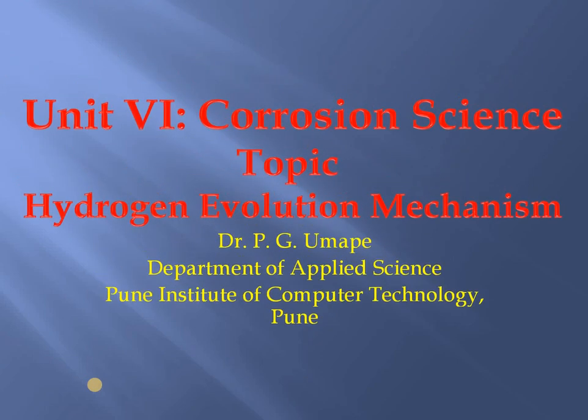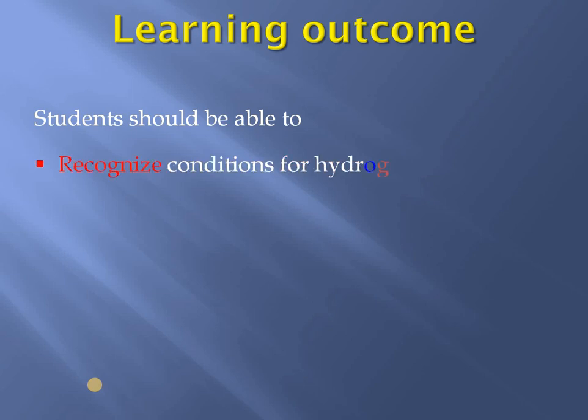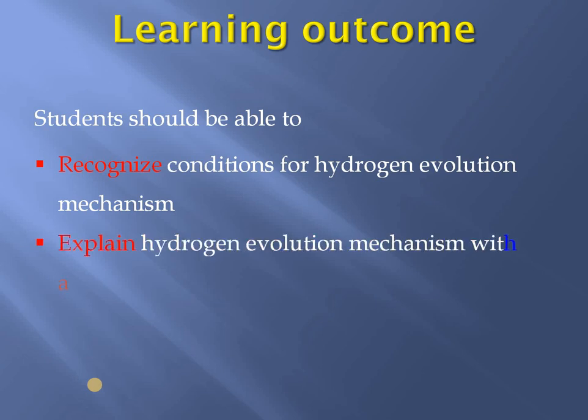In this session, we are going to discuss the mechanism of wet corrosion, that is hydrogen evolution mechanism, from unit 6 corrosion science. The learning outcome from this session will be that students should be able to recognize the condition for hydrogen evolution mechanism, and students should be able to explain hydrogen evolution mechanism with anodic and cathodic reaction.